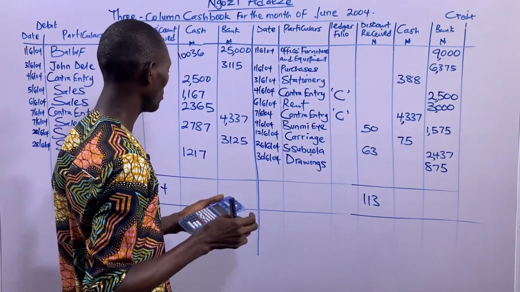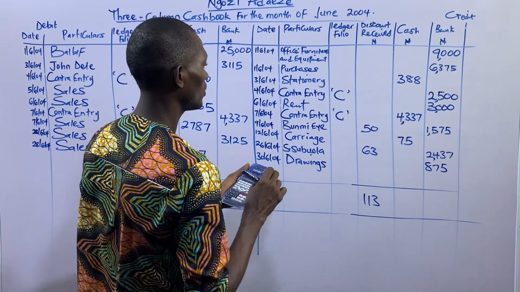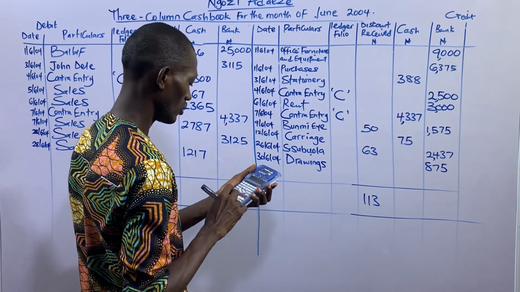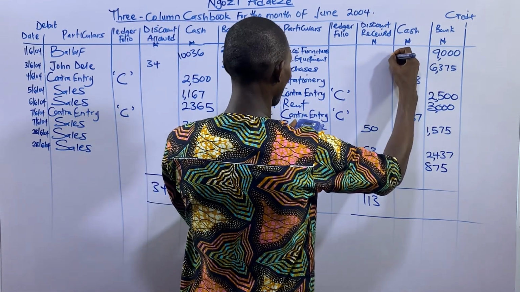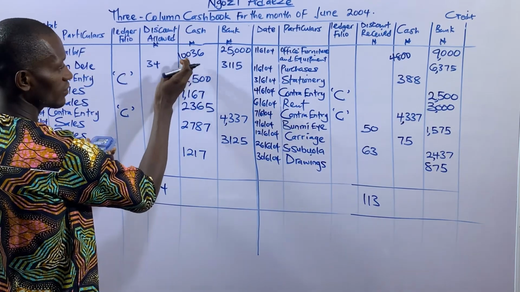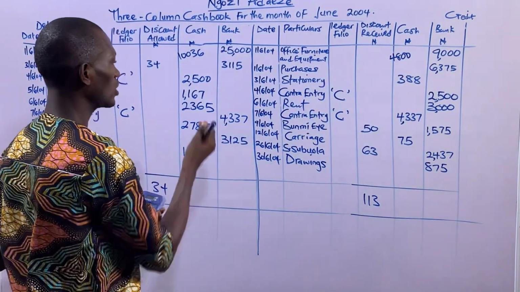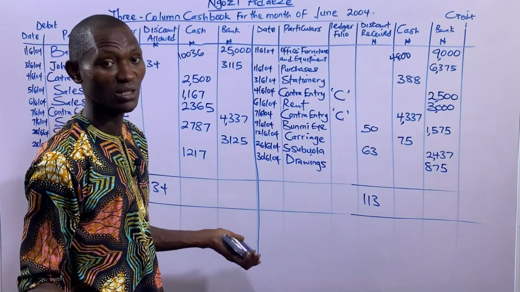Then let's add the total for the credit side so that we know which one is greater. Then we'll be able to get the balance carried down. So 388 plus 4,337 plus 75. So the total for the credit gives us 4,800. So that means the debit side of cash is greater than the credit side of cash. What that simply means is that what we receive as cash is greater than what we pay as cash, and that is good for a business.